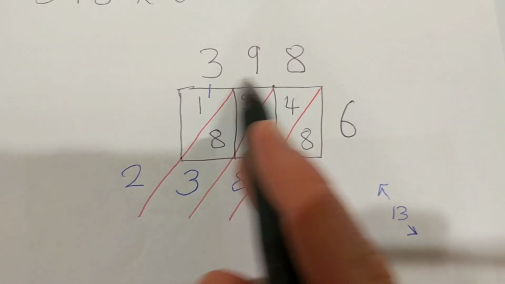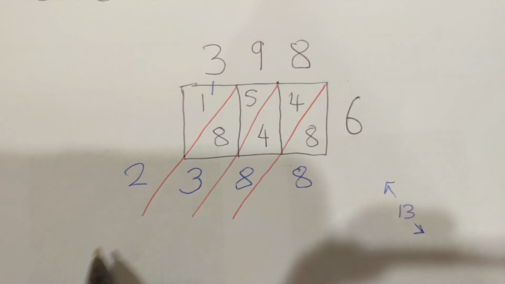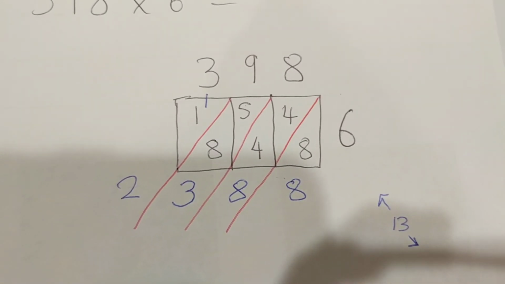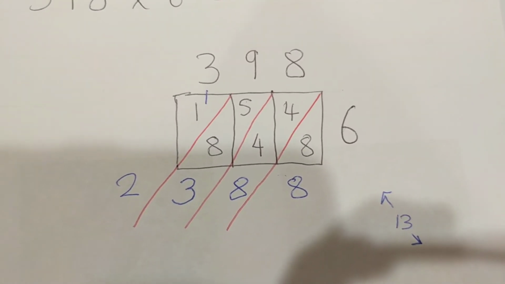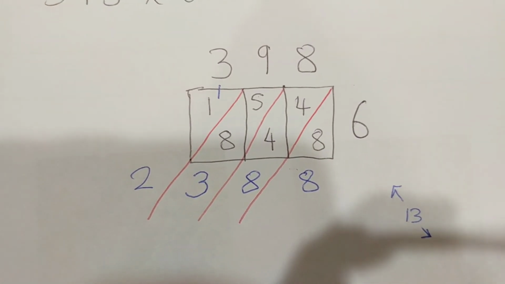So the answer for 398 times 6 is 2,388. And that's a really nice, easy way, once you've got it and learnt it, to multiply any number of digits by a single digit. So have fun with that.